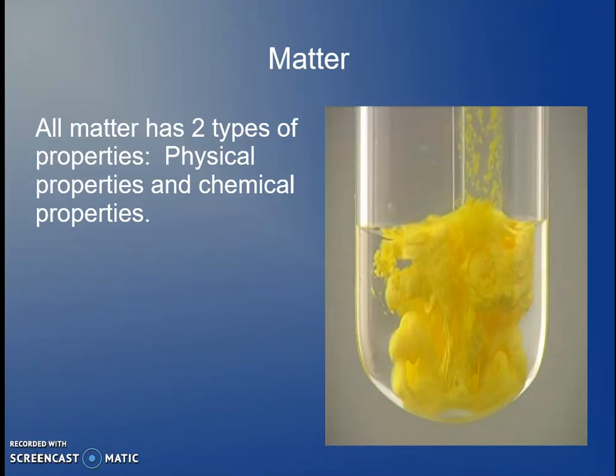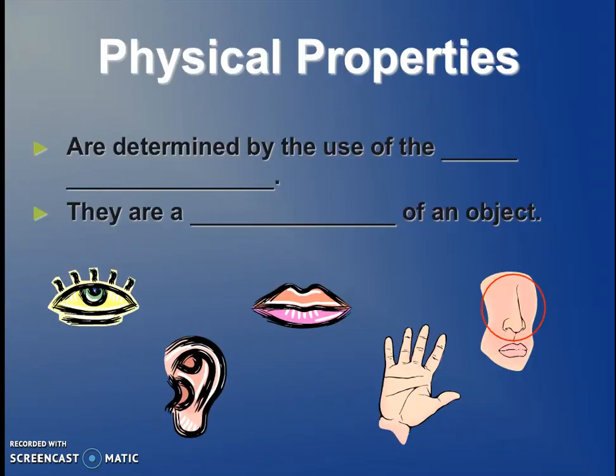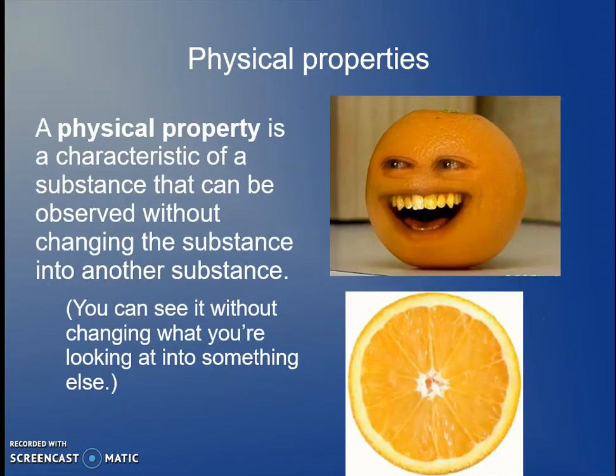Let's look into further detail at what the physical and chemical properties are. To make it simple, physical properties are determined by the use of the five senses: sight, hearing, taste, touch, and smell. Anything which you can do with your five senses is a kind of physical property. A physical property is a characteristic of a substance that can be observed without changing the substance into another substance.